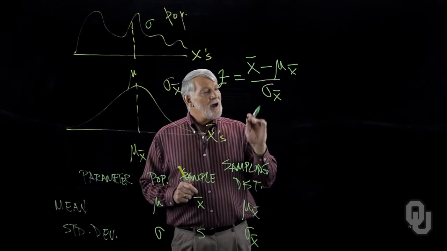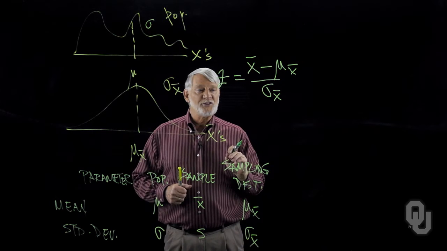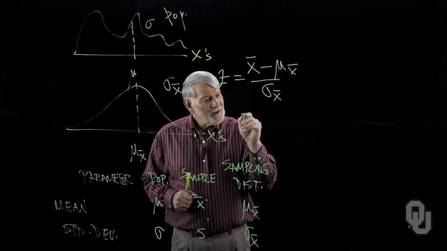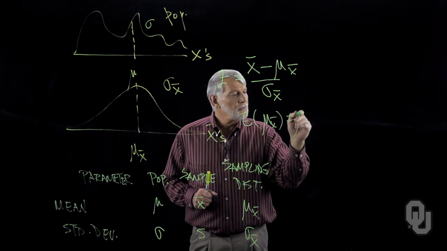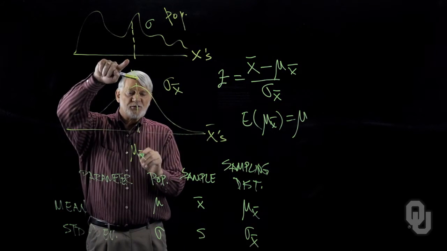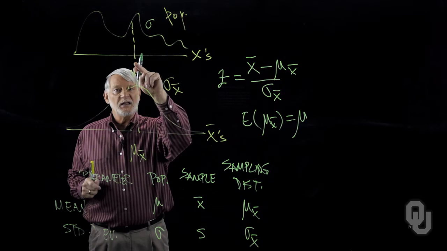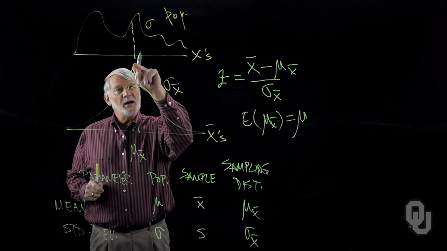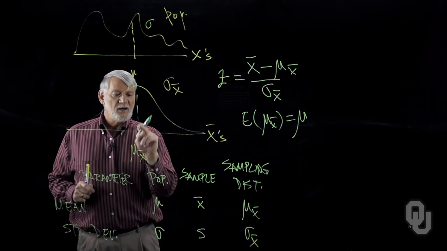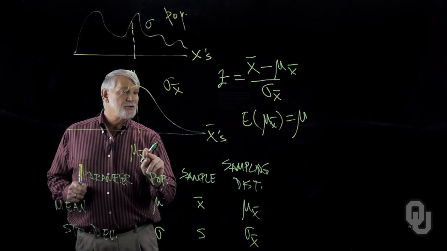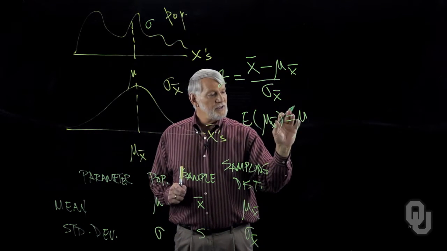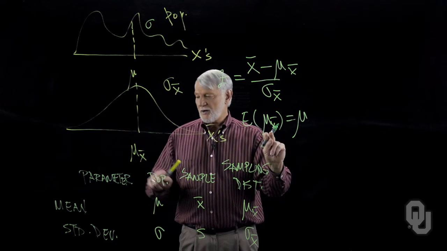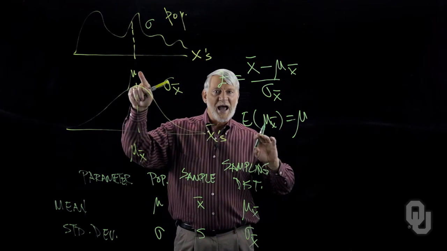Now, an important piece of information: the expected value of mu x bar is equal to the mean. I've purposely drawn the population mean, which is unknown to us, directly above the mean of the sampling distribution. This theorem adds this piece of information. The expected value of this is equal to what we're actually after.